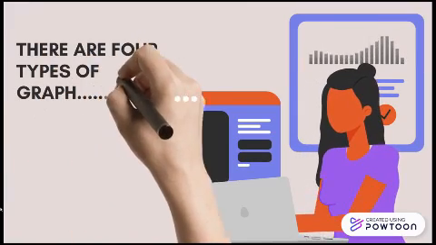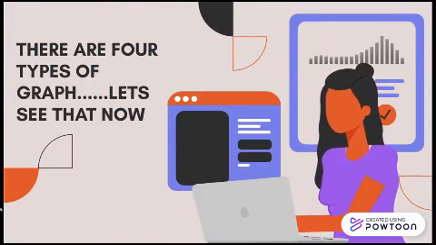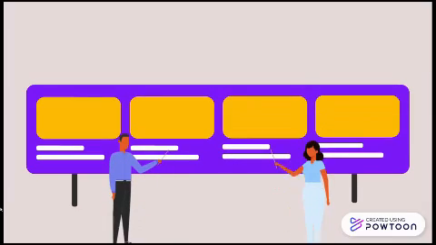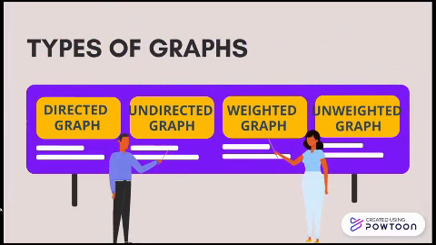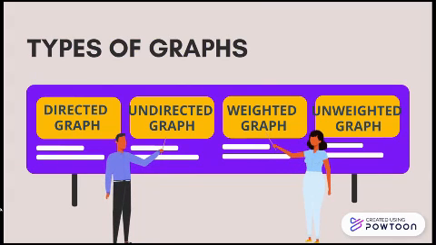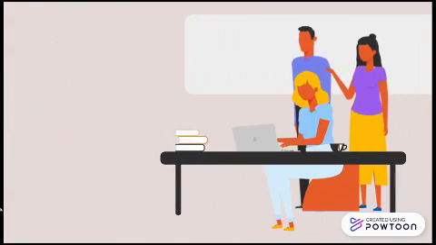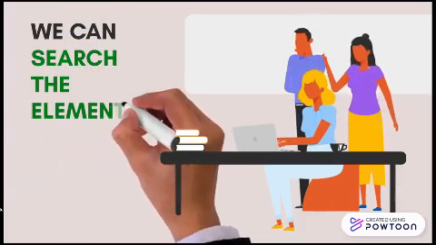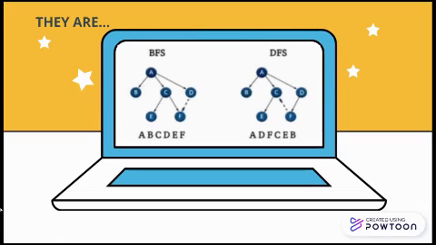There are four types of graphs. Let's see that now. So the basic four concepts are directed graph, undirected graph, weighted graph and unweighted graph. We can search the elements in the graph by two methods. They are BFS and DFS.